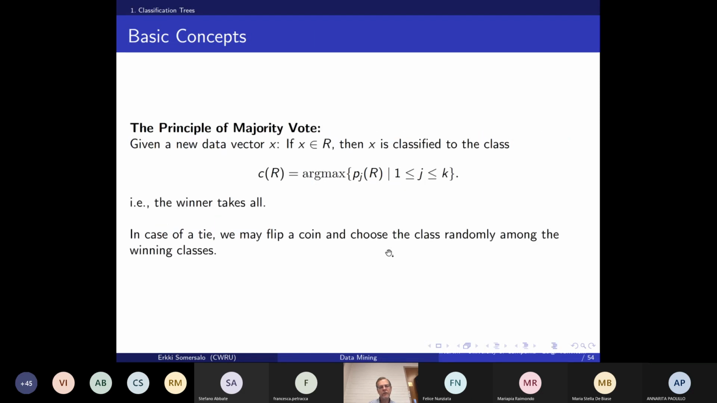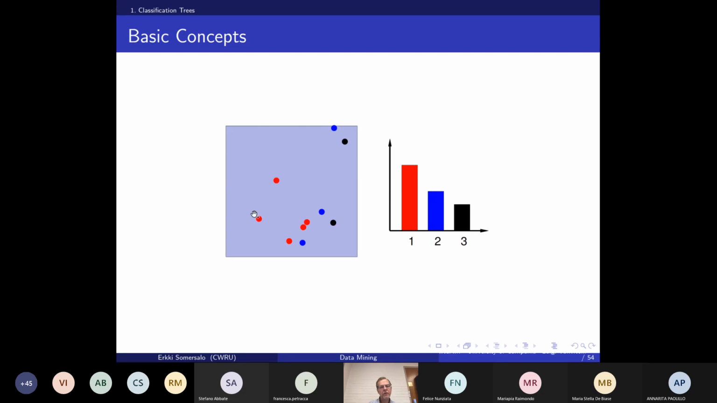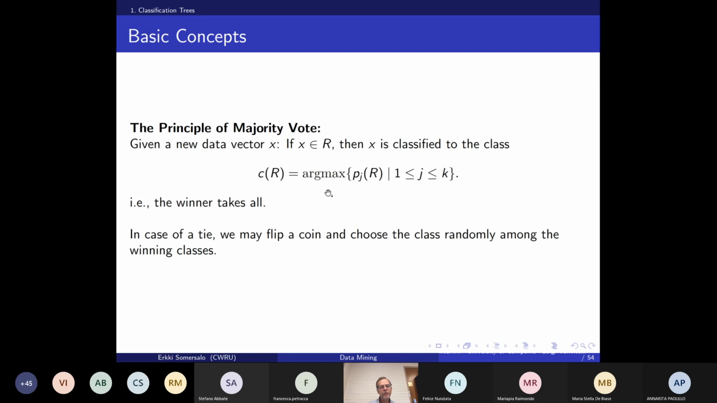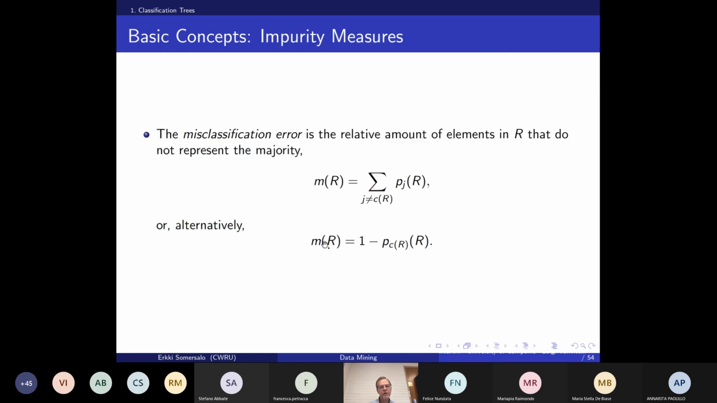So for instance, in this case we have 1, 2, 3, 4, 5, 6, 7, 8, 9, 10 points. Red is the dominant class, so you can argue that the misclassification error in this rectangle would be 0.5, because 1/2 of the points do not represent the majority class, which is the red one. So here the misclassification error would be 0.5, which is rather high, I would say. So 1/2 is misclassified.